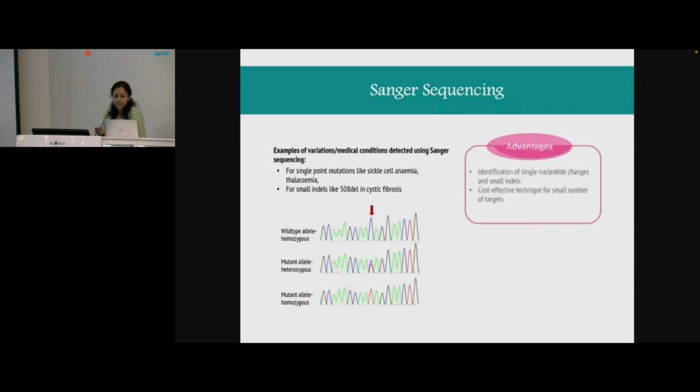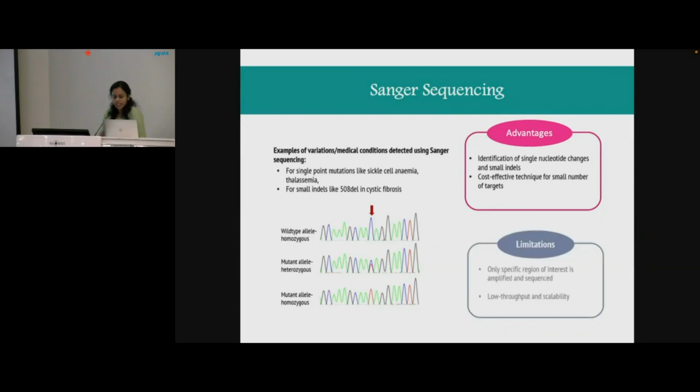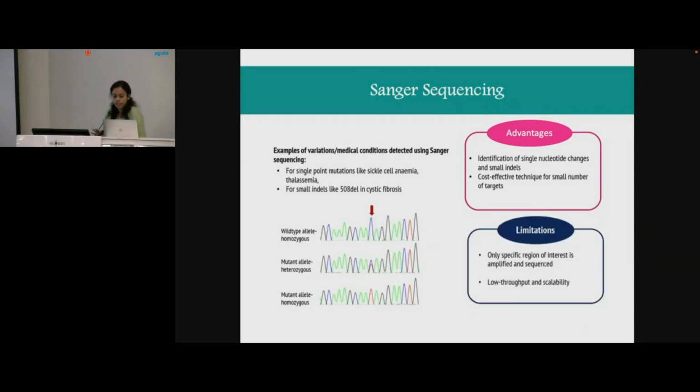The advantage is that you can identify single nucleotide changes and small indels. It is a cost-effective technique for a small number of targets. The limitation is that only a specific region of interest can be amplified and sequenced. It is low throughput and scalability. I mean, if the gene is small, only then you need to go for Sanger sequencing. If you are not sure whether more than 1 gene is responsible, then Sanger sequencing is not the accurate technique to go for.